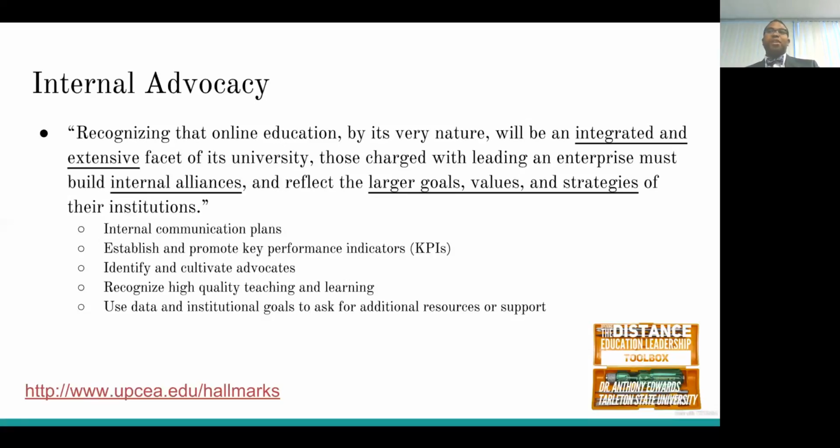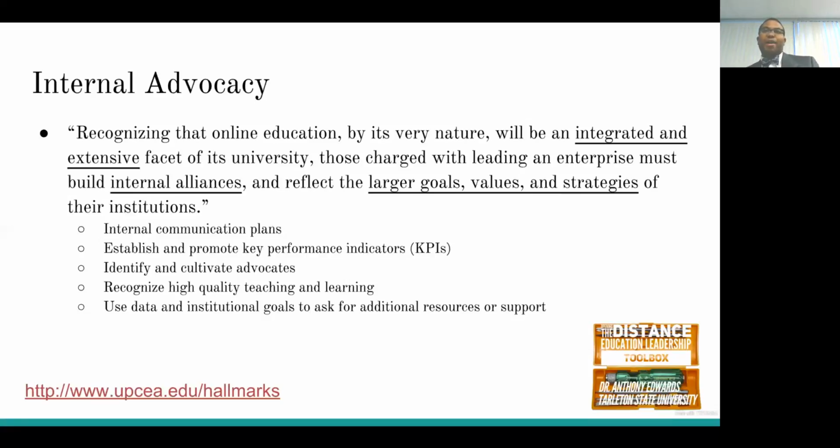But sometimes it's easy to forget that we need to have strong internal communication to the internal stakeholders across your institution. Another important way to establish internal advocacy is to establish and promote key performance indicators. KPIs are basically your measurable outcomes so that you know you are hitting your goals, but you can also have goals for internal advocacy. So, whether it's the number of faculty members you served, the number of students who have communicated with you, or the number of staff members across campus you connect with on a regular basis.